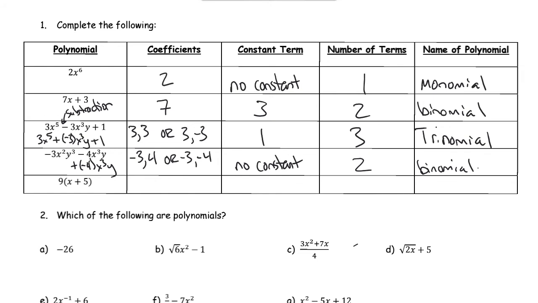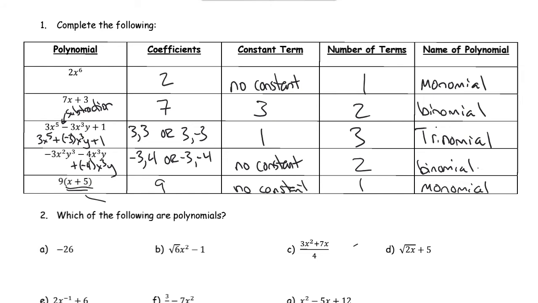And now this last one. The parentheses hold those 2 together, the x and the 5 together. Now, the x is an unknown. Well, the x plus 5 is an unknown. I don't know what x is. I don't know what x plus 5 is. So the number multiplied out front there is 9. That's going to be my coefficient. In this case, this is a monomial. There's only 1 term, in which case there is no constant.